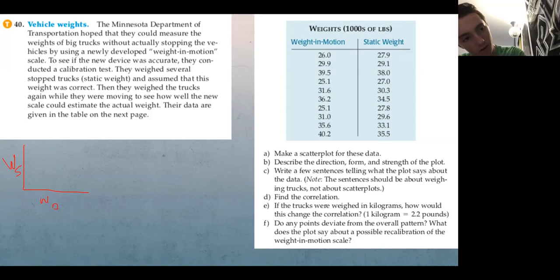Positive direction. I can only identify like one outlier. Linear form, and then moderately strong correlation. Okay. So there you go.